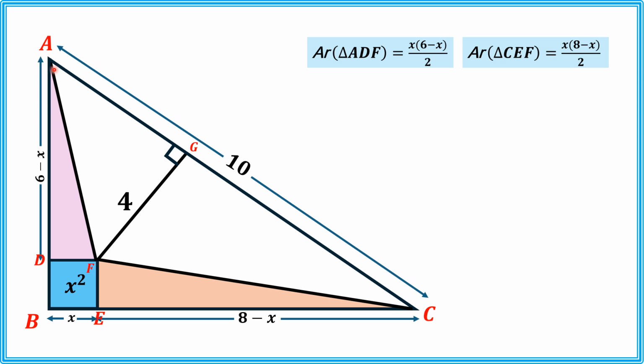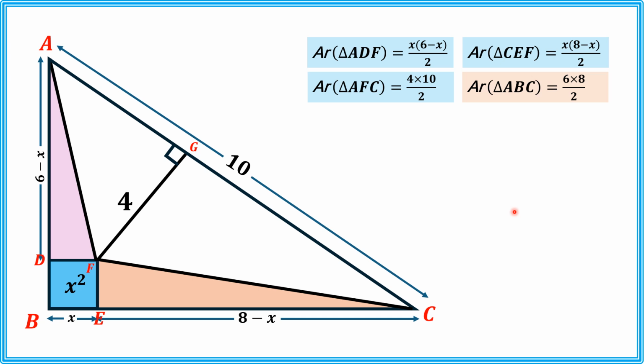And now we have another triangle, that is AFC, and here the base is 10 and the height is 4, so the area of this AFC triangle will be 4 times 10 by 2. In the same manner, we can write the area of this larger right triangle ABC. Since this length is 6 and this length is 8, the area of triangle ABC will be 6 times 8 by 2.